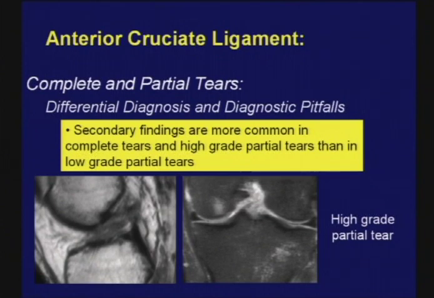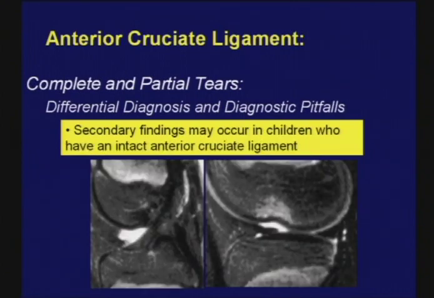It was a high-grade partial tear. It sure looks complete to me, but I guess you can have secondary findings of bone contusion with high-grade partial tears. And in children, owing to the natural laxity of ligaments, you can sometimes get those patterns of marrow edema that we felt to be specific for tearing with an intact anterior cruciate ligament. And that was the case here.